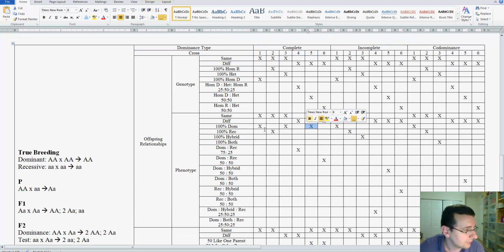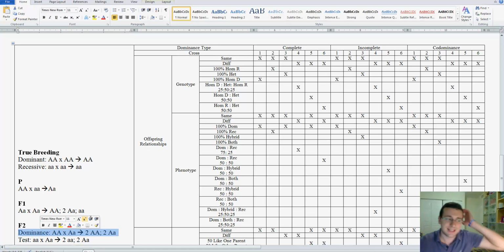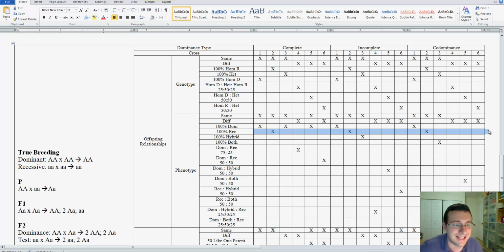All right? Now what about all the children look dominant? Then it has to be the true breeding cross or the P cross if you're talking about complete dominance, right? Or the F2 cross if you're talking about complete dominance. All right? With incomplete dominance, that would not apply. Now, what about the recessive children? If it looks recessive, the only cross that can do that is the recessive true breeding cross. All right? Now, all of the children look like a hybrid look.